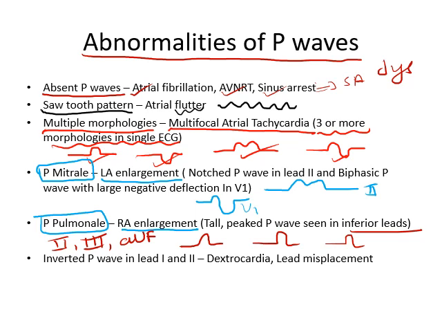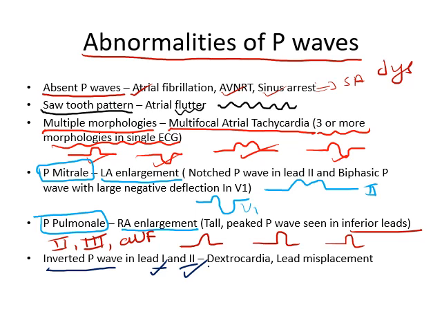Then what you can see is one more abnormality: inverted P waves in lead 1 and 2. Remember that for a P wave to be called normal, it has to be upright in lead 1 and 2. It is seen inverted in two conditions.